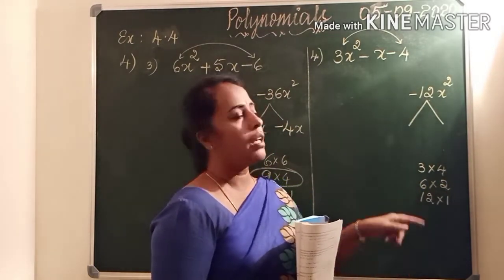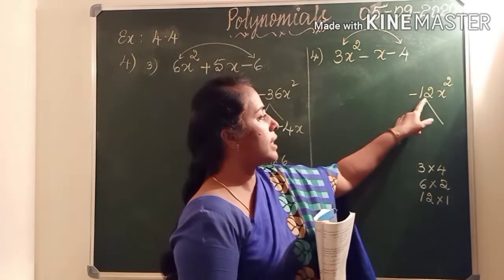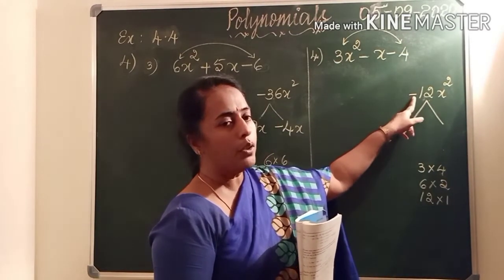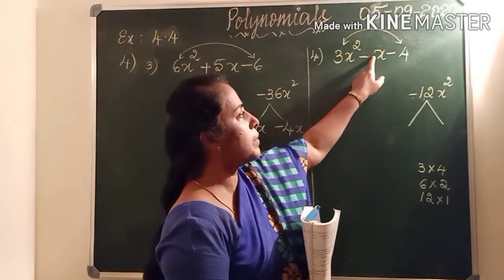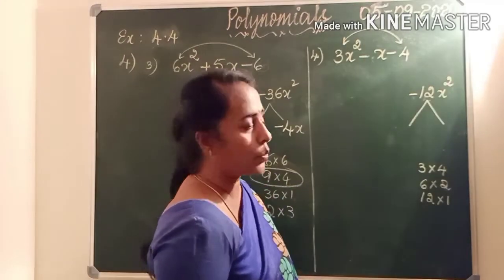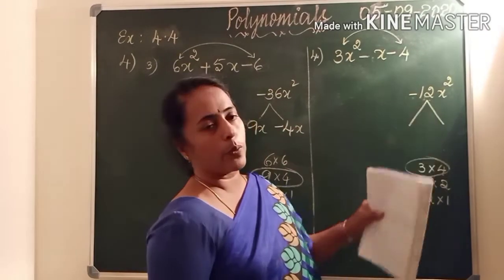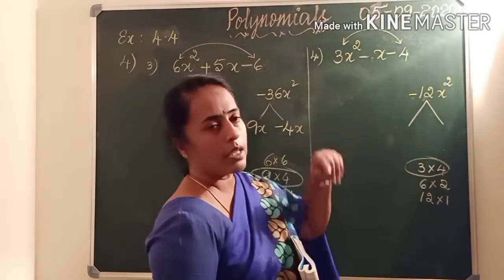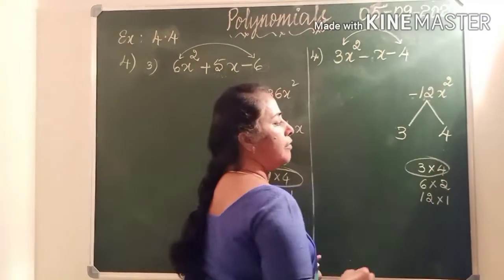Which one do you have to select? For that you should see the sign of the product. Since it is having minus, what you have to do? You have to subtract to get the middle term. Your middle term, nothing written means it is 1. So which factors do you have to select to get 1? 3 and 4. If you multiply, you will get 12, and if you subtract, you will get 1. So the required factors are 3 and 4.